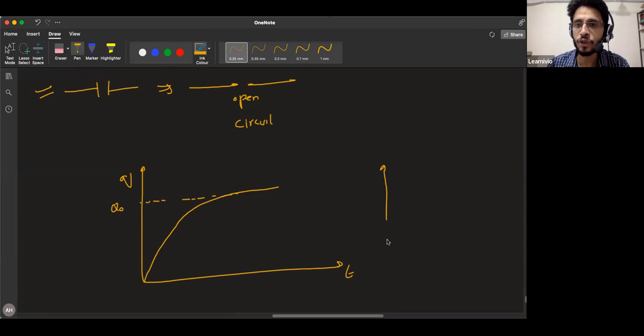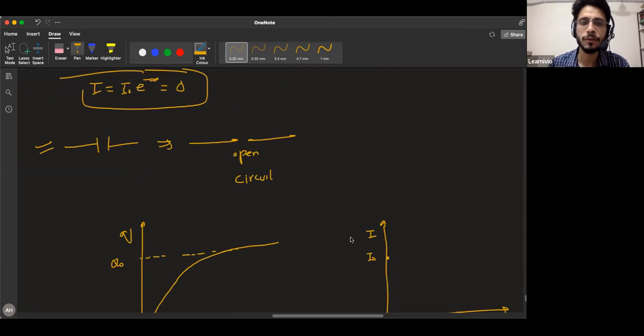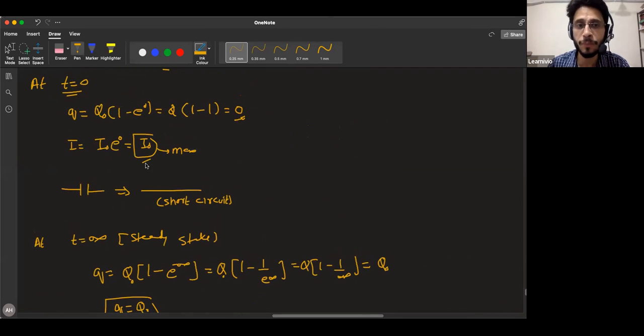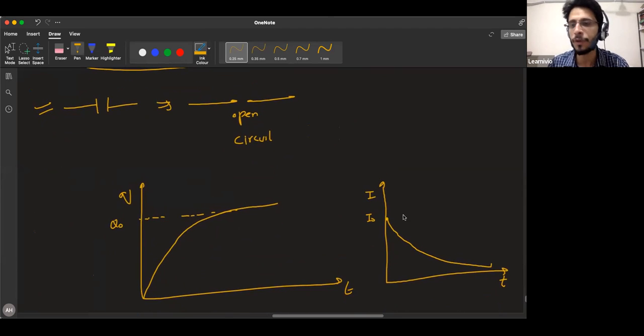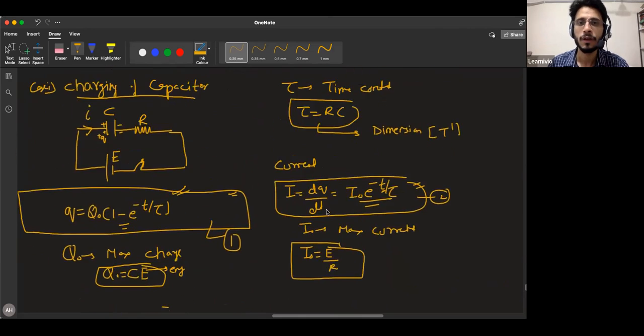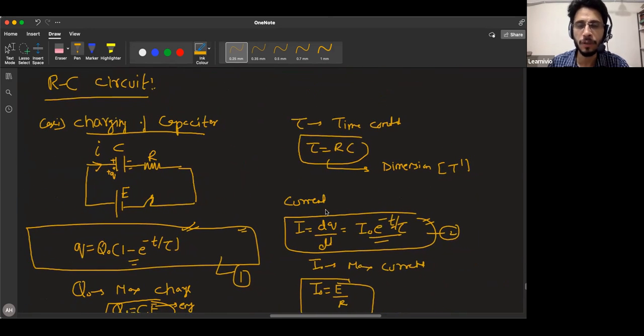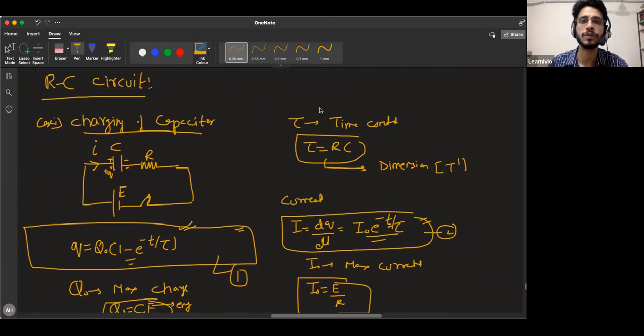And then he can ask you to plot the current versus time graph. Initially, at t equal to 0, your current was maximum, I naught. But gradually your current decreases, and it finally approaches 0. So these two graphs are important. This is the charge versus time graph. This is the current versus time graph. And again, this topic is not in your school syllabus.